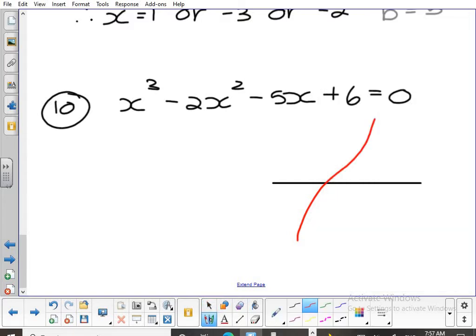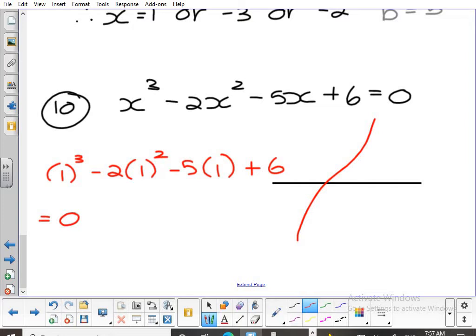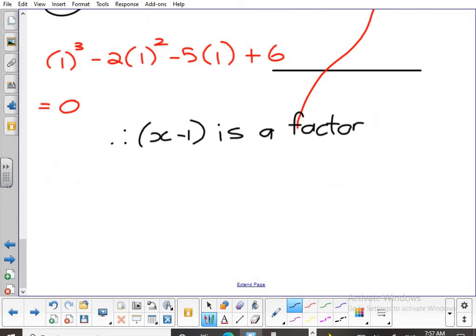So I start off and I say, alright, if I put 1 in there, the factor theorem tells me that the answer is 0. The factor theorem says if that happens, therefore x minus 1 is a factor. And this one works out pretty decently if I look at what we just had there. So now I know I've got x minus 1.